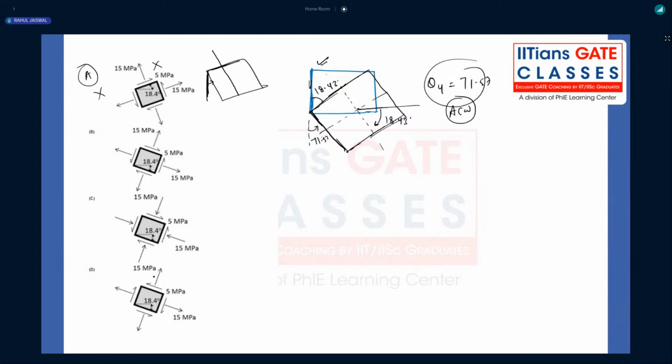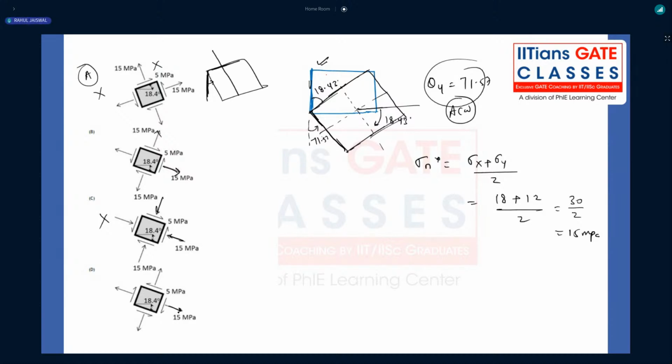In options B, C, D, now we need to calculate the values of normal stress. What is the normal stress formula we know? On the plane of in-plane maximum shear stress, it is sigma x plus sigma y by 2. 18 plus 12 divided by 2, that is 30 divided by 2, that is 15 megapascal, right? That is positive. That means this option will also be gone because it is acting toward that. This is gone because this is correct.